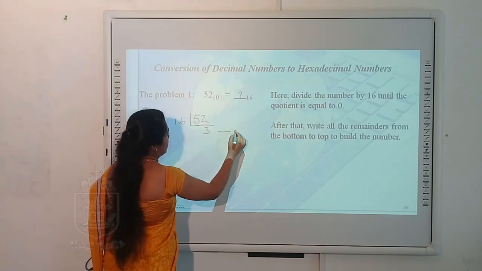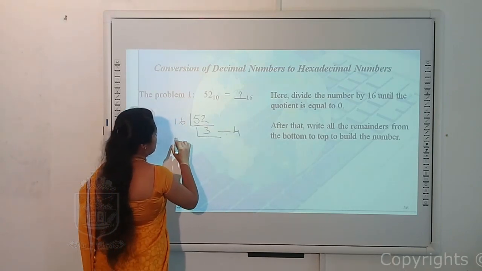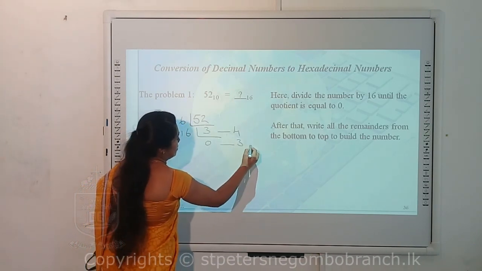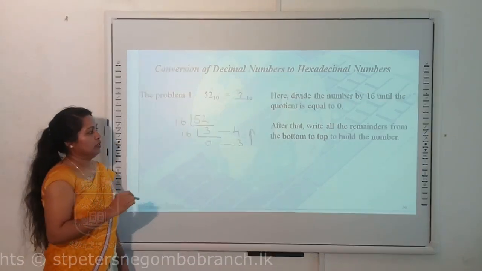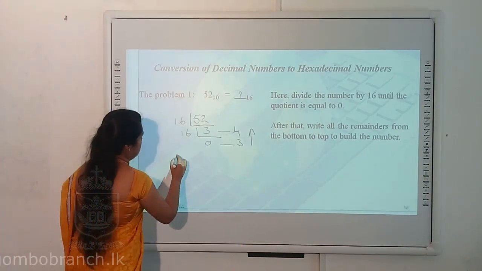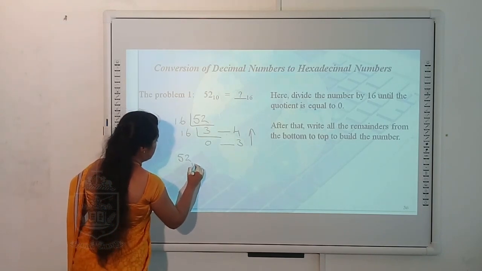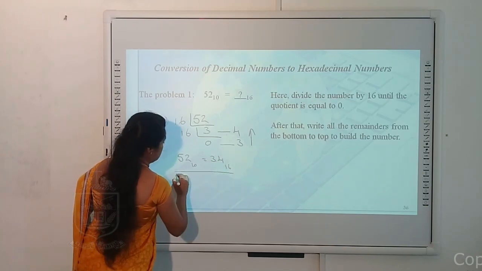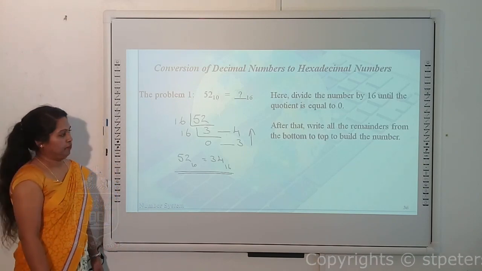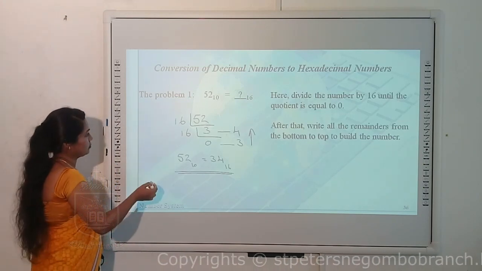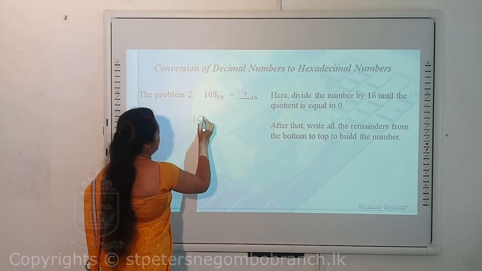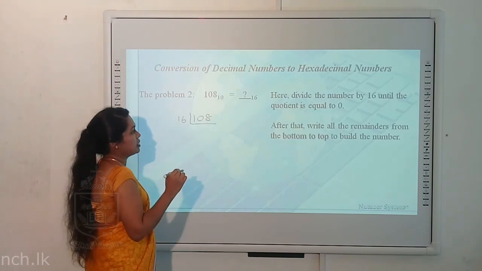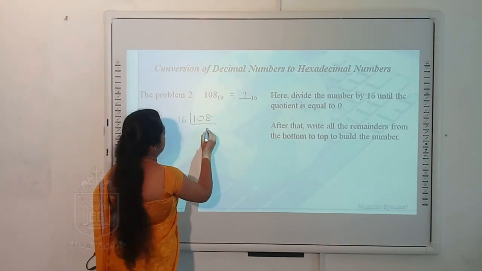3, 16, 3. Then you can write down the remainders from bottom to top. 52 base 10, 34 base 16. Right. Problem 2, 108 divided by 16. Then divide the number by 16 until the quotient is equal to 0.